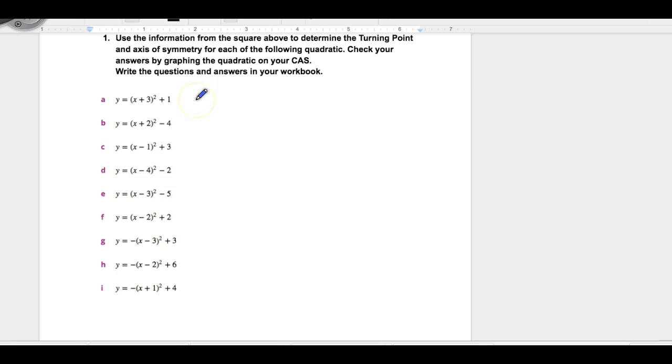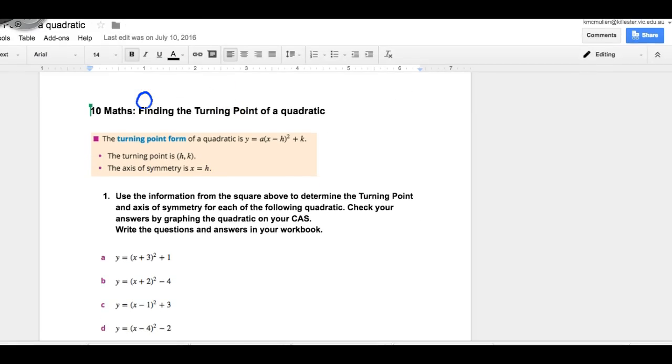So this one here, we have y equals (x plus 3) squared plus 1. If you can just take note here, we have a plus 3. See how it's got the minus h, and this is a plus 3. So h is not 3. If you think about it, just replace any plus signs with a minus, and that'll prevent you from getting confused.